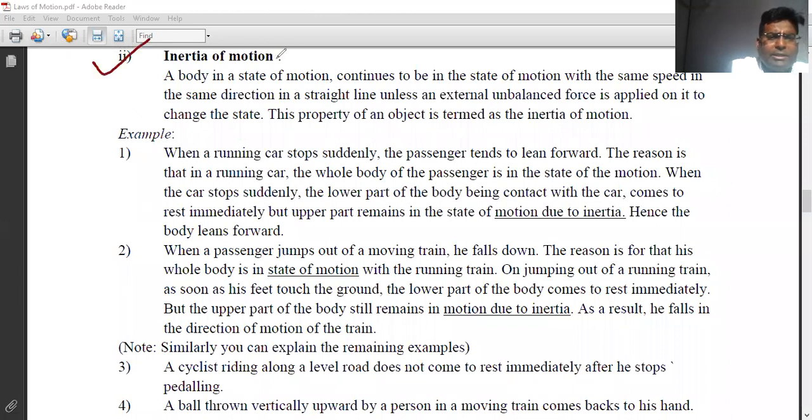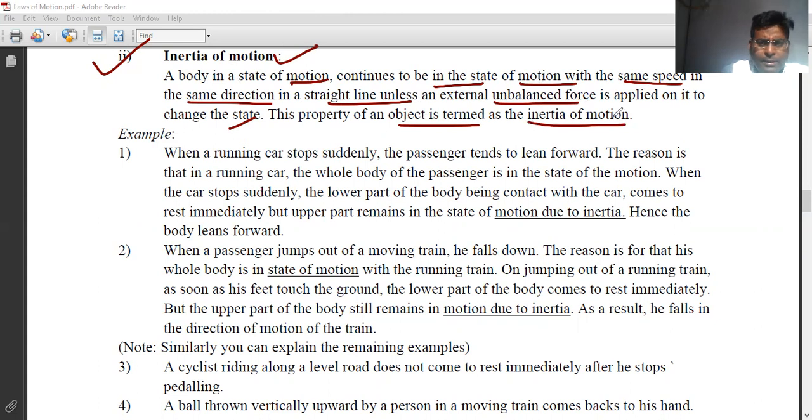So next one is inertia of motion. A body in a state of motion continues to be in the state of motion with the same speed in the same direction in a straight line unless an external unbalanced force is applied on it to change the state. This property of an object is termed inertia of motion, right? So inertia of motion is very simple. Suppose an object is moving with uniform velocity, it will remain in uniform velocity unless and until an external force is applied on it. Okay? That is also called Newton's first law.